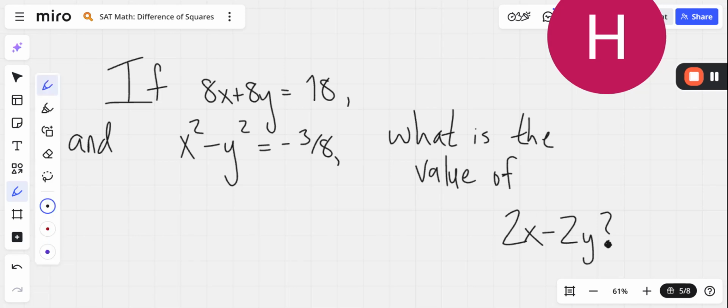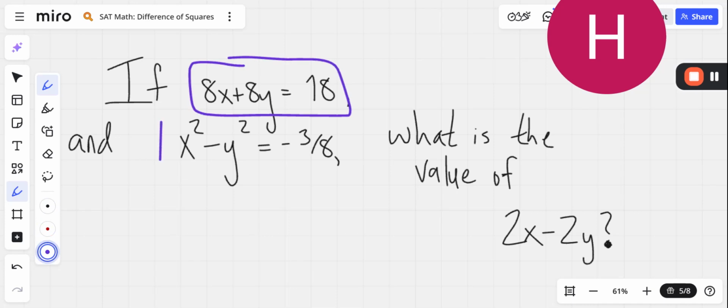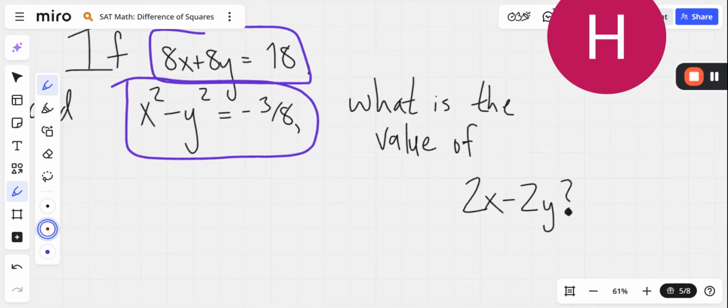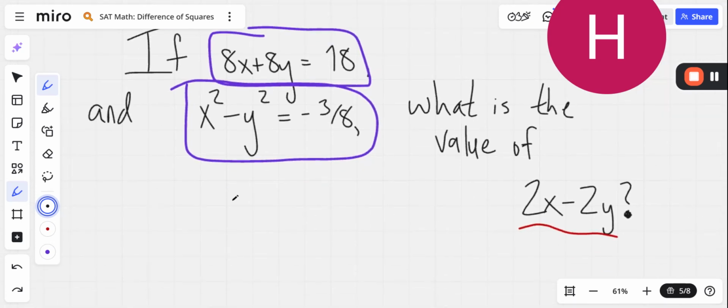So we have, if, that means this is given: if 8x plus 8y is 18 and x squared minus y squared equals negative 3/8, we're asked to find the value of 2x minus 2y. It's a minus. So how are we going to do this?